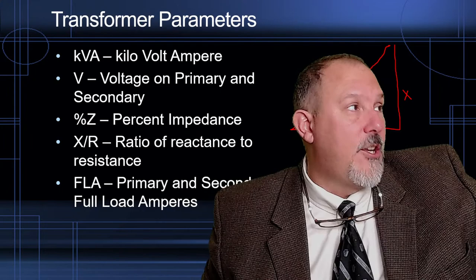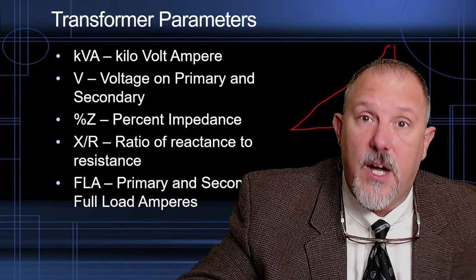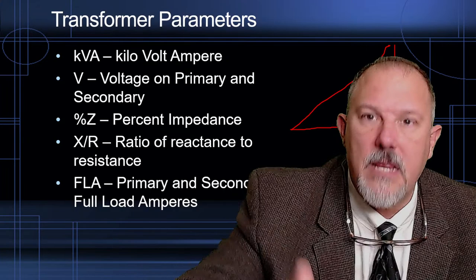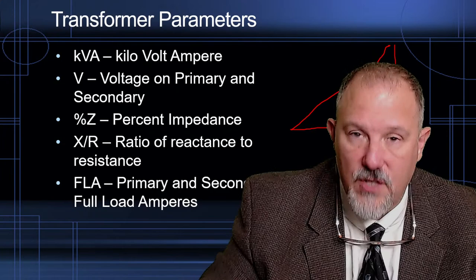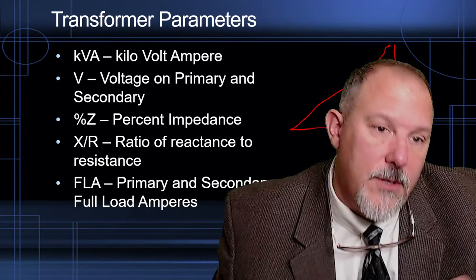Full load amps on the primary and secondary. What do we use full load amps for? We have to know how to calculate full load amps of a transformer. Why? Because we have to size the overcurrent protective devices, and then we have to pick the conductors for primary and secondary. I need to know what my full load amps is on a transformer, primary and secondary, and we have to understand how to calculate that. So we will help you. But those are the key parameters, I would argue, that you need to be thinking about.